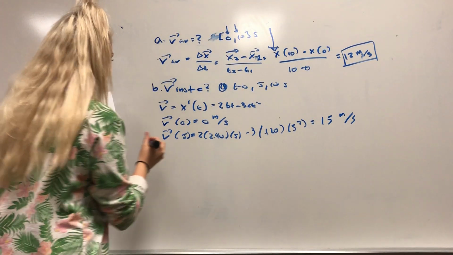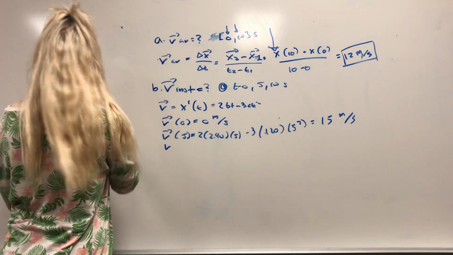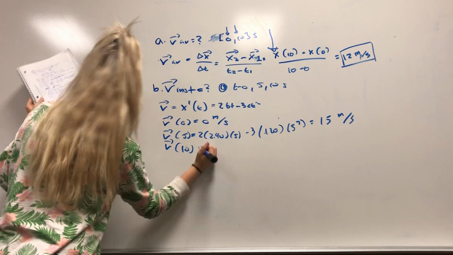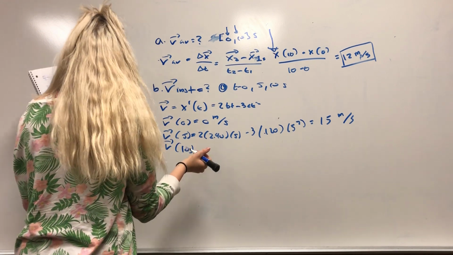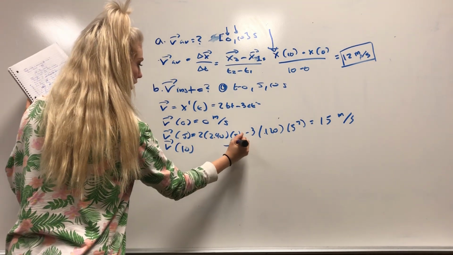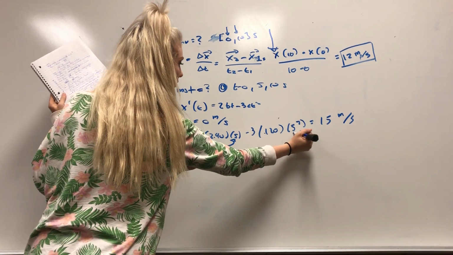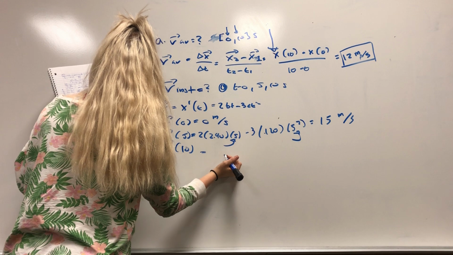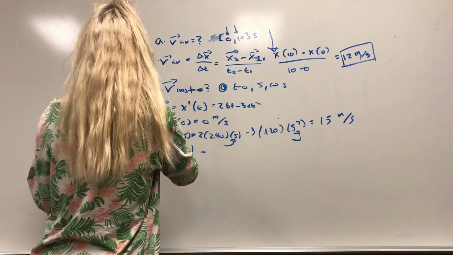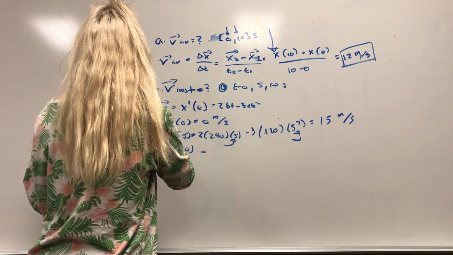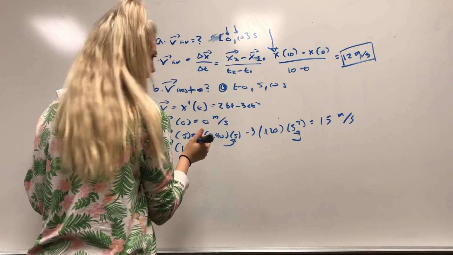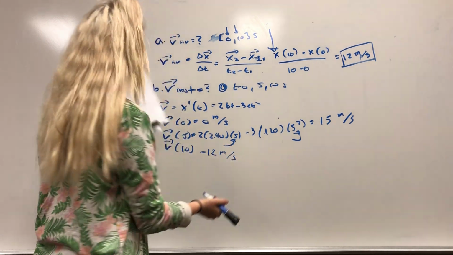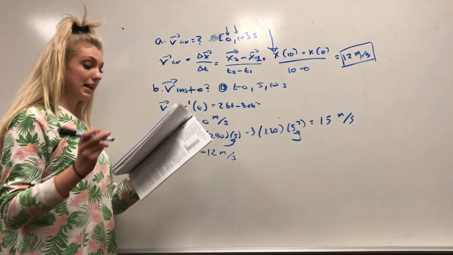Alrighty, and then for our last point for part B, we do instantaneous velocity at time 10. And if we just plug in 10 for all of these, we will get 12 meters per second. All right, and that is it for B.